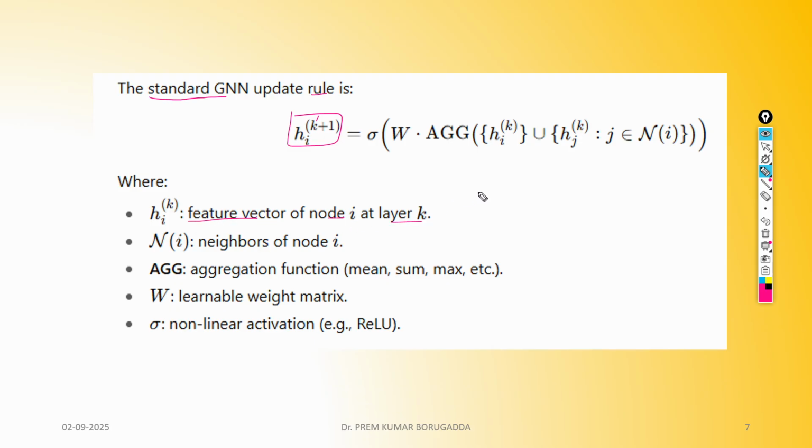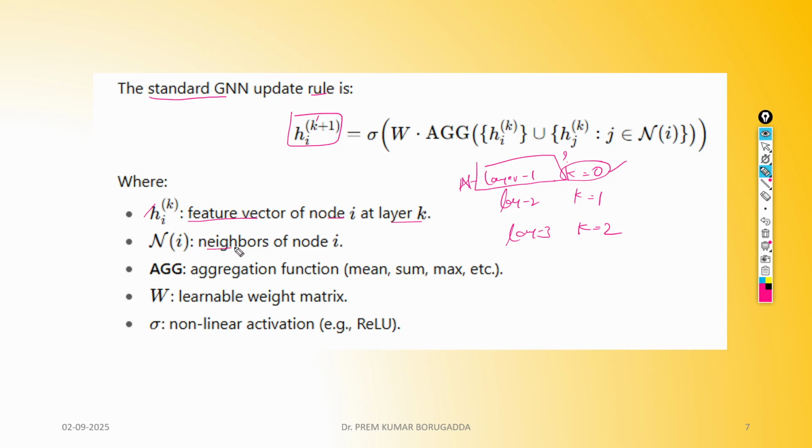For example, at layer 1, the k value will be 0. At layer 2, k is equal to 1. At layer 3, k is equal to 2. So first of all, we are going to calculate what the updated values are at layer 1. So at that time we are going to keep the k value as 0. So that is the h_i of k.